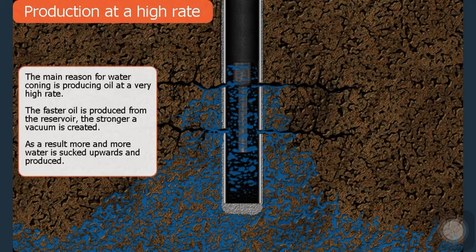The main reason for water coning is producing oil at a very high rate. The faster oil is produced from the reservoir, the stronger a vacuum is created. As a result, more and more water is sucked upwards and produced.